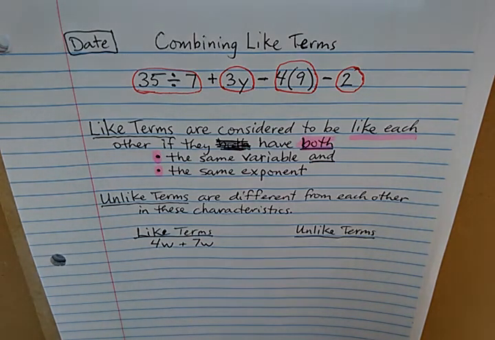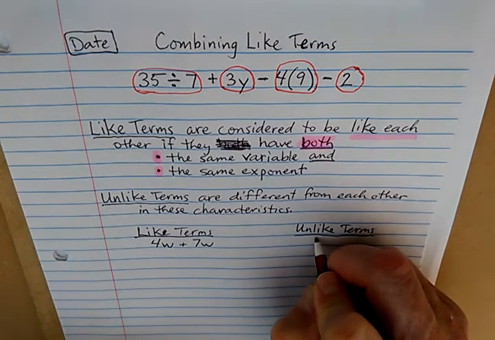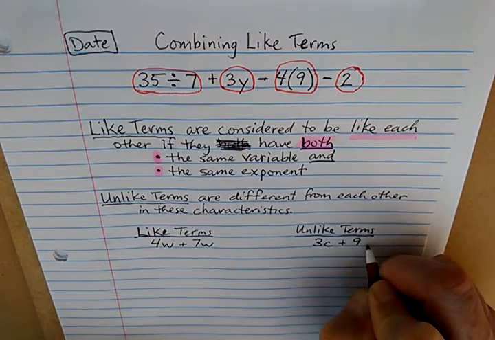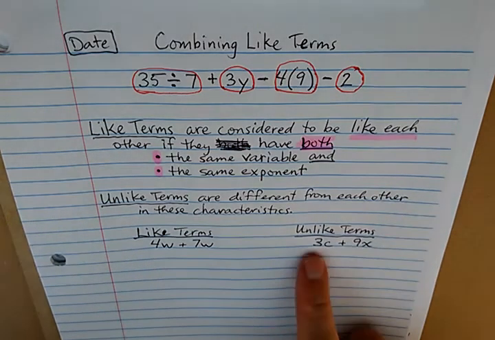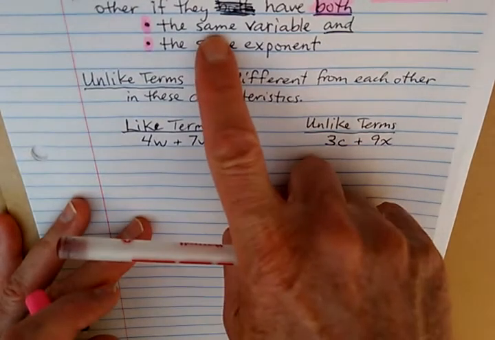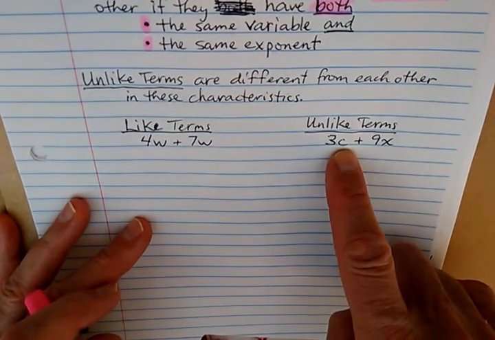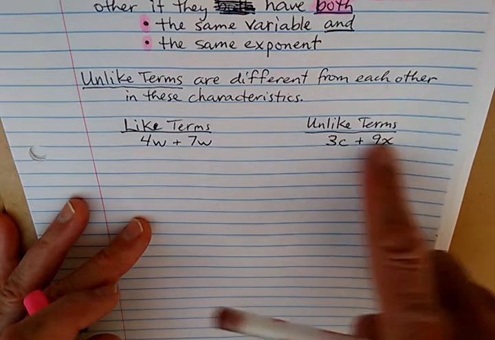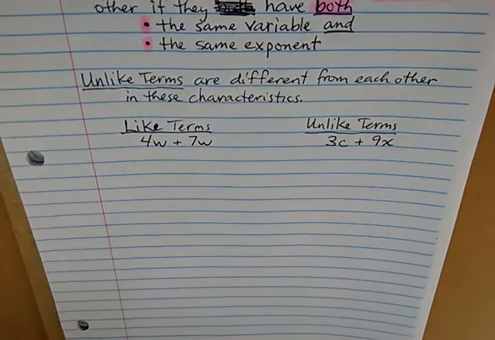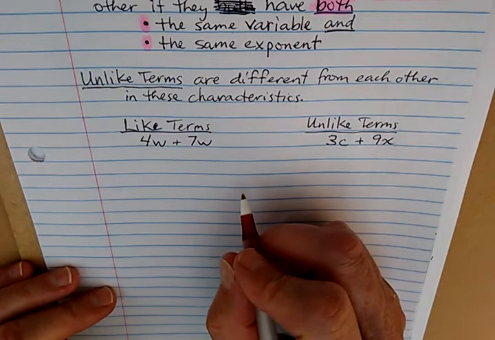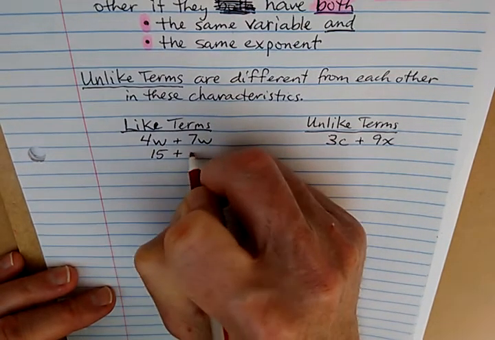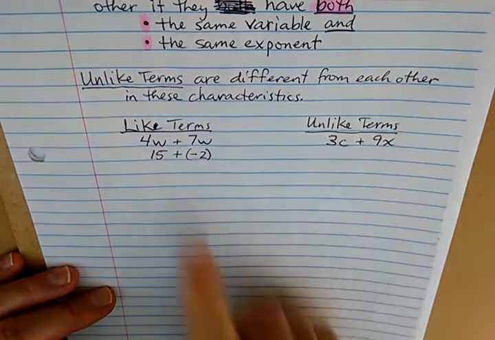But if we had, let's say, 3c plus 9x, we would say those are unlike terms, because in this case we're looking to see if they have the same variable. They don't. This one has a c, and that term right there has an x. So these are unlike terms. They're not like each other. Another example would be, well, just numbers. You could have 15 plus -2. Those are like each other.